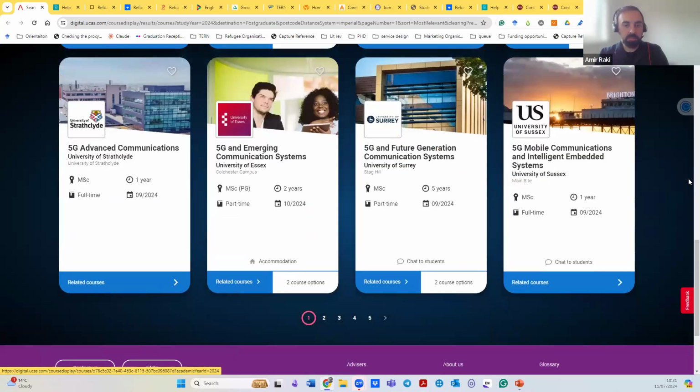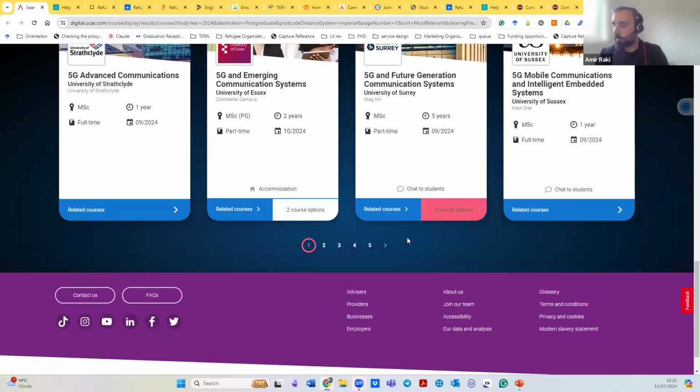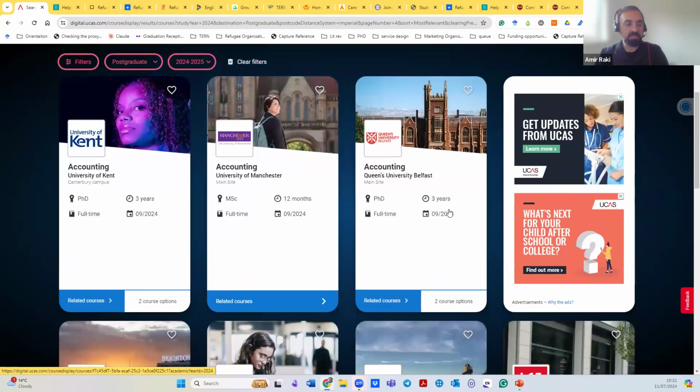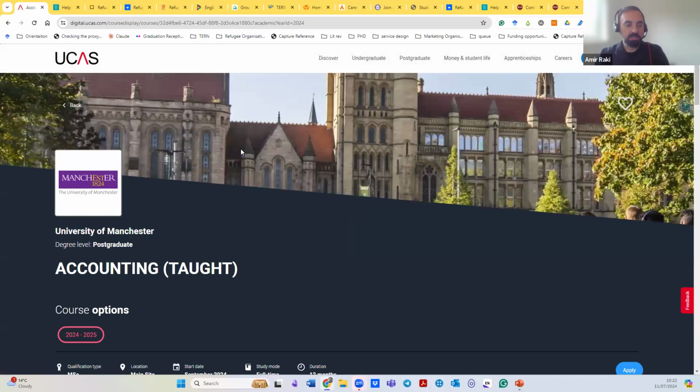I'm going to go through probably one of these options to see what other information you can have. For instance, University of Kent. Oh no, that's a PhD. University of Manchester. They have an MSc in accounting. It takes 12 months. As I said, most MA or MSc courses in the UK take 1 year, 2 semesters if you do full time, and then you have 1 more semester for your dissertation. If you click on this, it's going to take you to the page with more information.